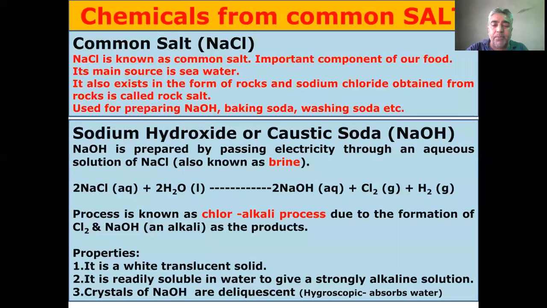NaCl plus water forms sodium hydroxide plus chlorine plus hydrogen. It is also called the chlor-alkali process because the products formed are alkali and chlorine. The products formed in this reaction of sodium chloride and water are sodium hydroxide, that is alkali, and chlorine. So the process is known as the chlor-alkali process. Properties: it is a white translucent solid.